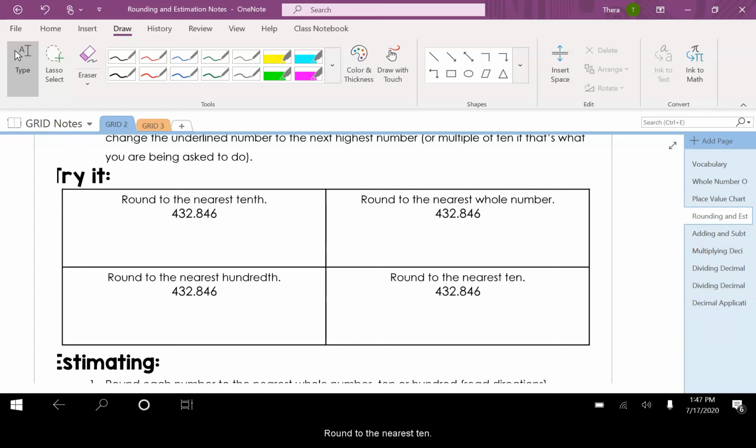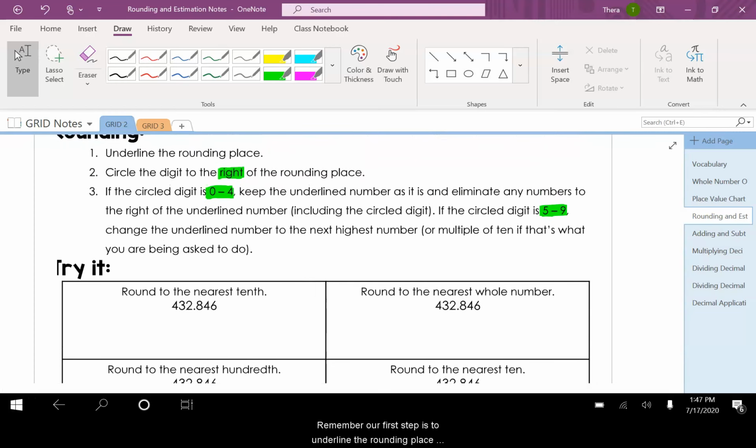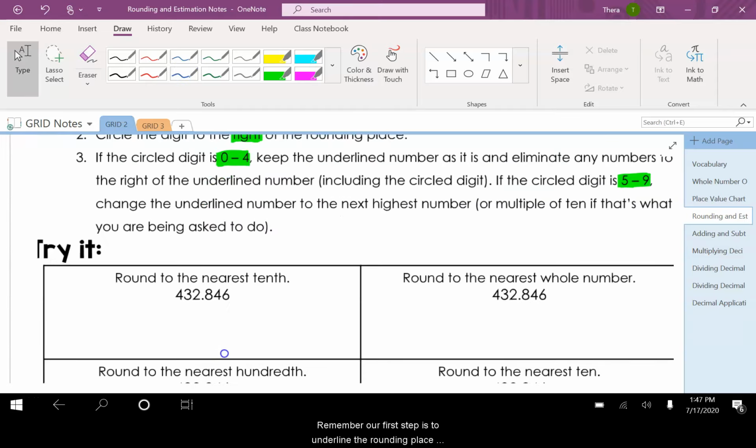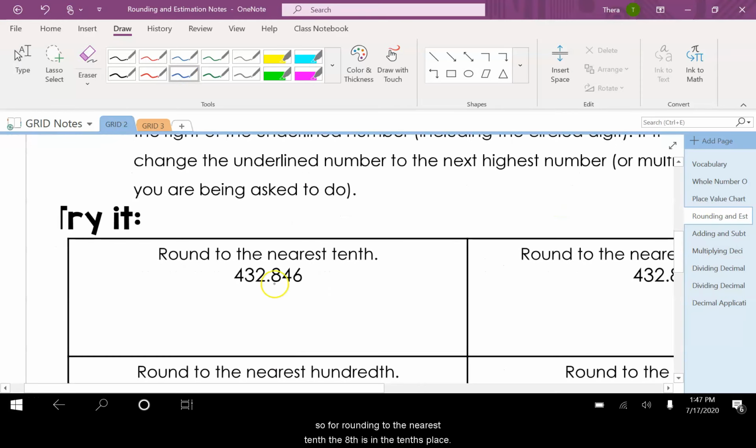Round to the nearest tenth. So remember, our first step is to underline the rounding place. So for rounding to the nearest tenth, the 8 is in the tenths place. Then it says to circle the digit to the right of the rounding place. And I'm going to highlight it just so it's a little easier to see. Okay, now if the circled digit is a 0 to 4, so that's our answer, we need to keep the underlined number as it is and then eliminate the rest of the digits.